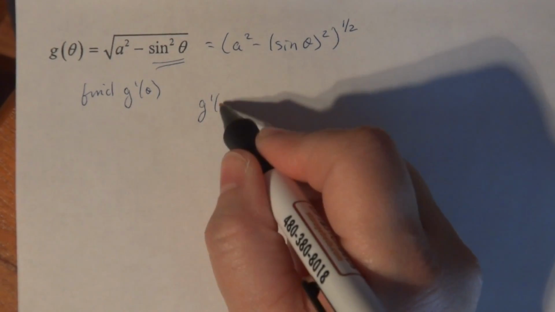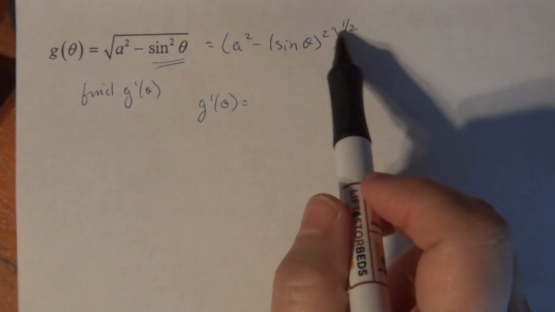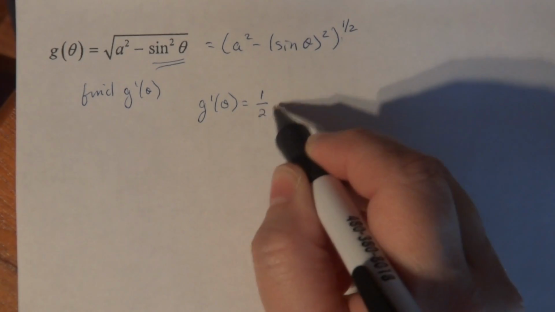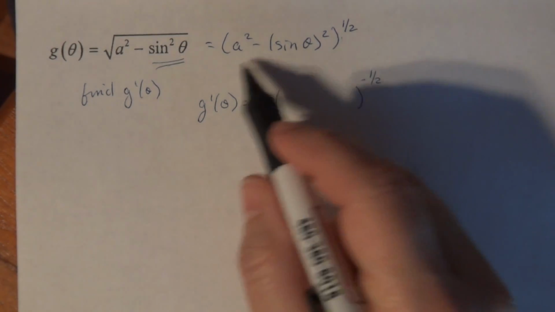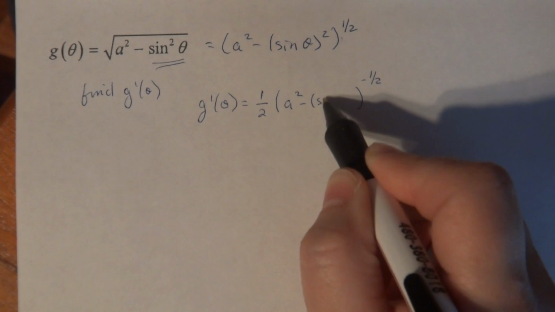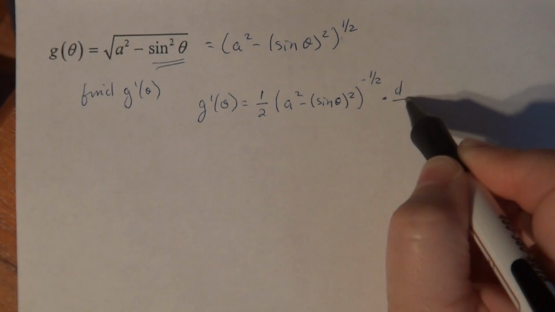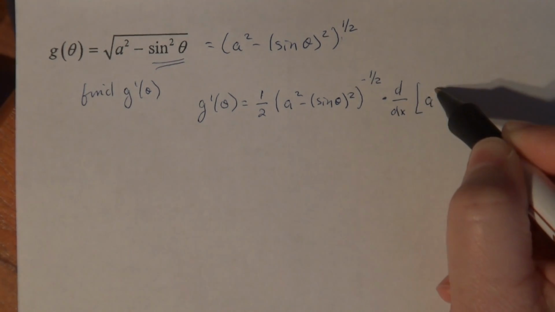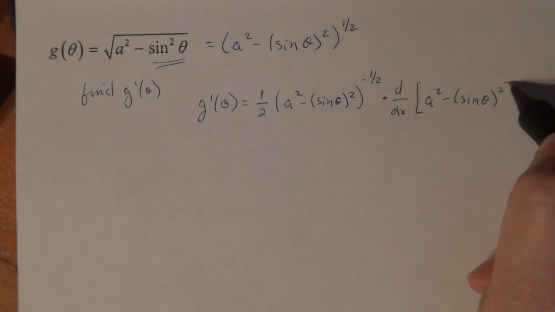So g prime of theta requires the chain rule a couple times. But let's start with the outside part. It's something to the 1/2 power. So to take the derivative of that, that's 1/2 to the negative 1/2, and the inside comes down and stays the same. Alright, then I have to multiply times the derivative with respect to x of the original inside, a squared minus sine of theta squared.